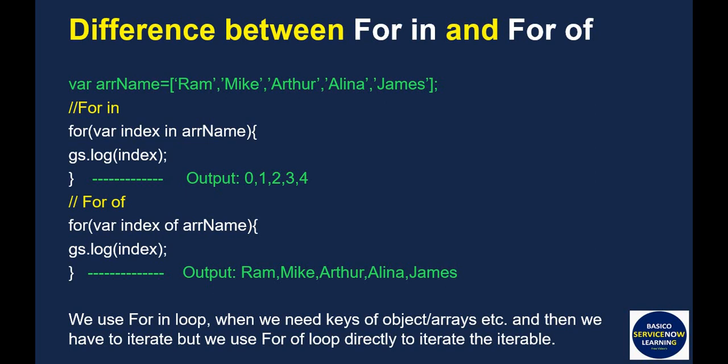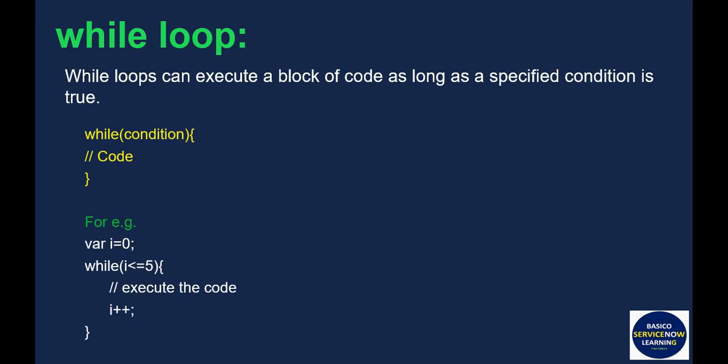type of loop, that is while loop. So while loop can execute a block of code as long as a specified condition is true. So this is also used for looping purposes, but the way to write the syntax is totally different, where we are initializing the value first and then in while we are giving a condition, and then here we are just incrementing or decrementing the values, and whatever code is written in the curly braces will get executed. So let's see an example of it.